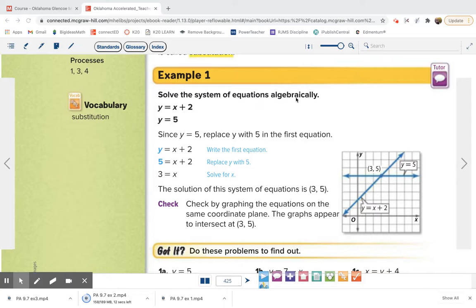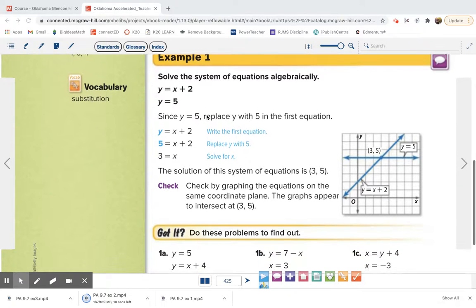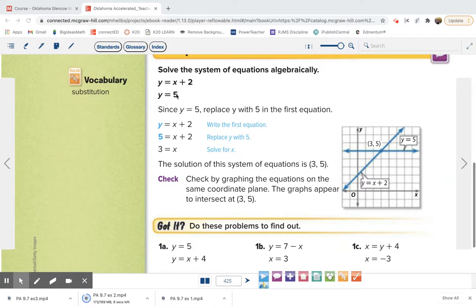So it says solve this system of equations algebraically. They give us y equals x plus 2 and y equals 5. So they actually go ahead and tell us what y is. We know y is 5. So I'm going to take that. I like to draw lines; it gets helpful when they get more complicated. And plug it in for y on the other equation, or substitute it in. So that first equation is now going to read 5 equals x plus 2.